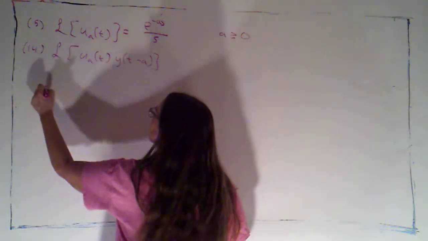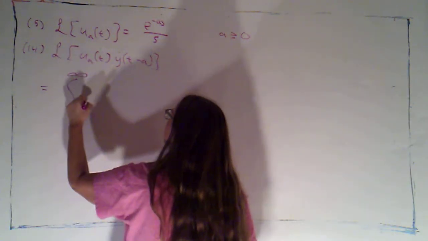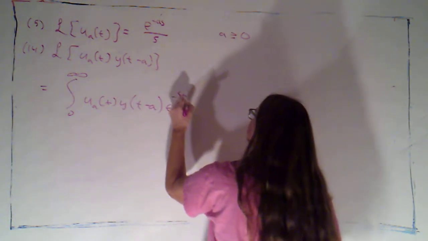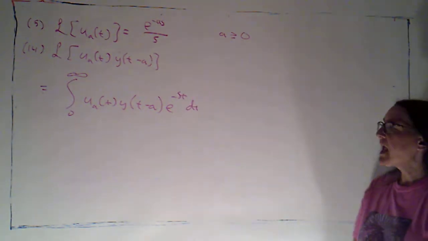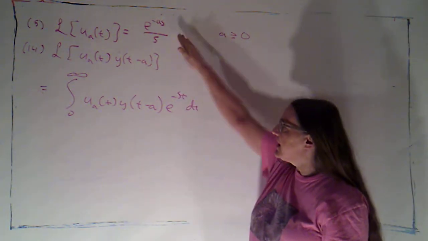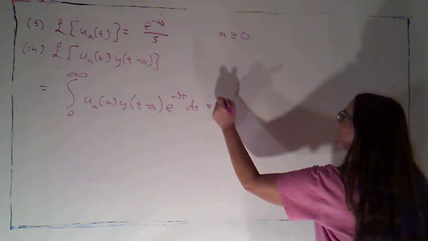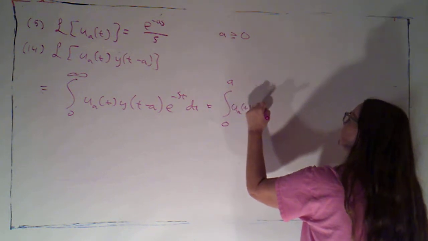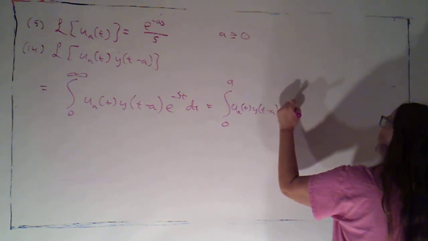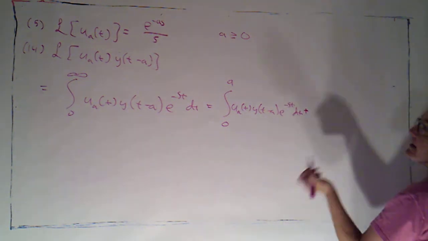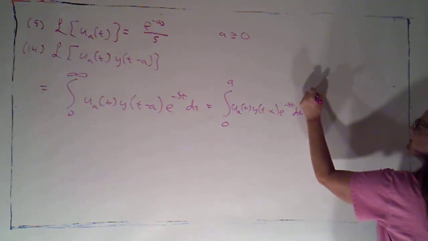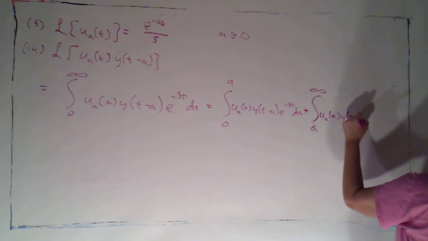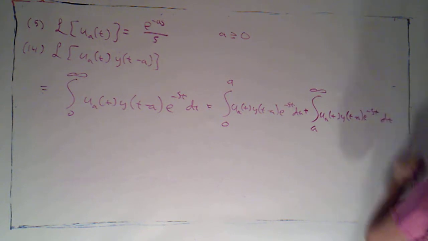Okay, so this is going to be defined as the integral from 0 to infinity of mu sub a of t times y of t minus a times e to the negative st dt. And just like when we derived formula 5, I'm going to just break this up into two integrals. The integral from 0 to a of mu sub a of t times y of t minus a times e to the negative st dt, plus the interesting bit, the integral from a to infinity of mu sub a of t times y of t minus a times e to the negative st dt.